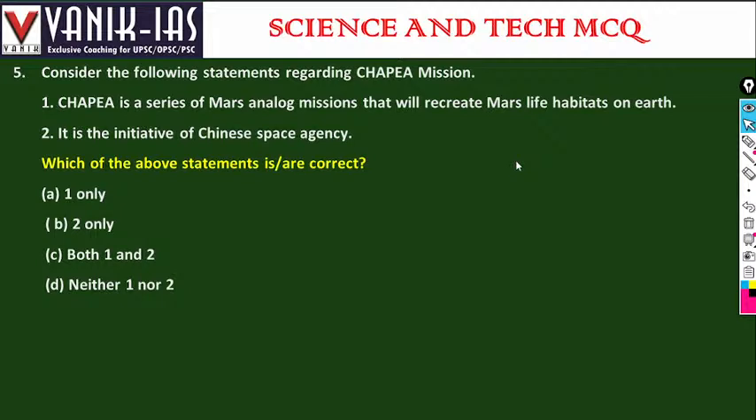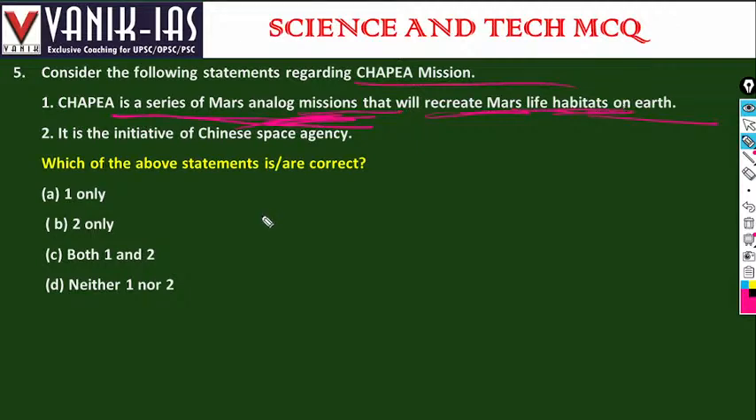Next, consider the following statements regarding Chapier mission. What is Chapier mission? Chapier mission is a series of analog missions that will create Mars life habitats on Earth. It is an initiative of the Chinese Space Agency.